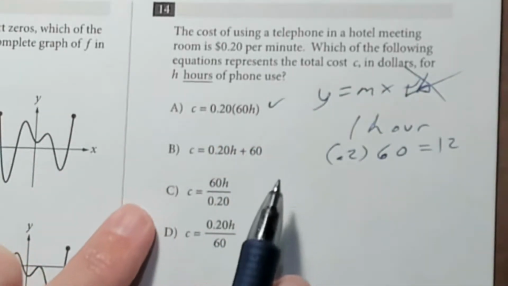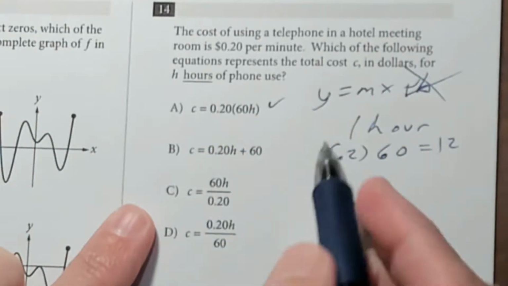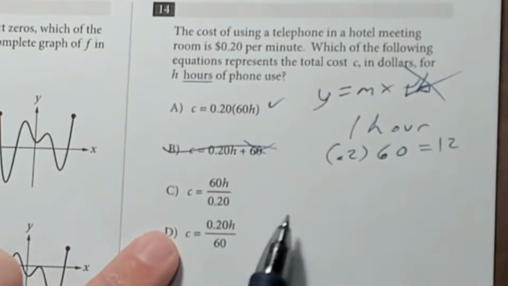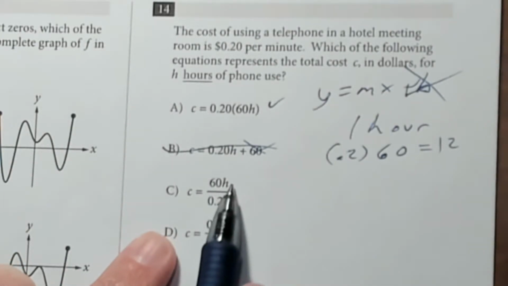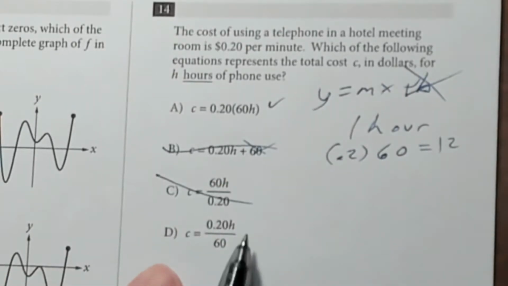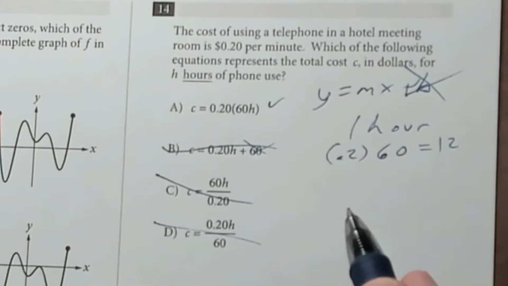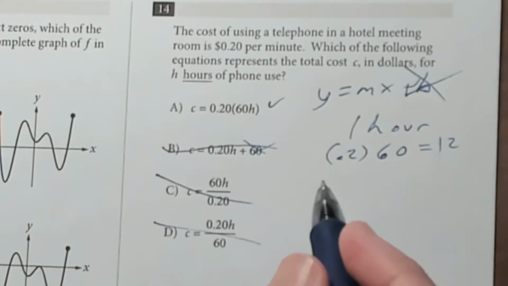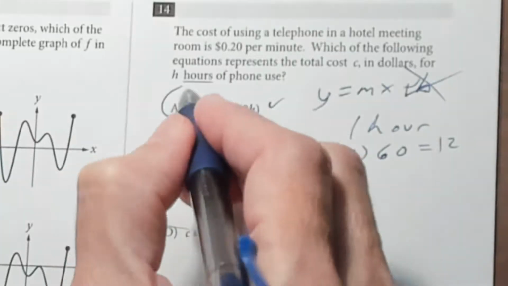Let's just go through and double check these other ones. 1 hour, no, because there's no initial, so that one's wrong. Here we put 1 hour. Here, 60 divided by, no, that makes no sense at all. I put 1 hour here, 20 cents divided by 60. That's an extremely small number. Nope, no good. Okay, so the answer is A.